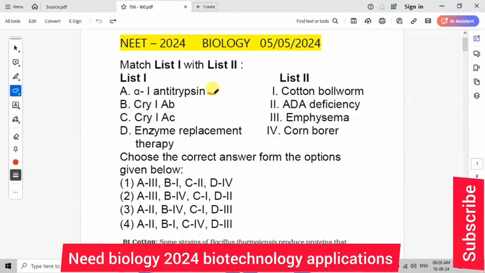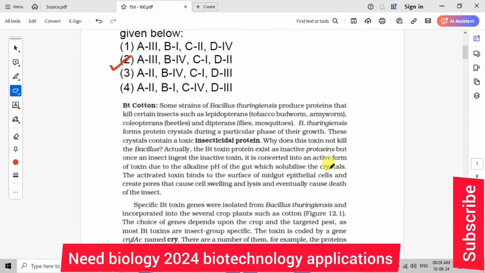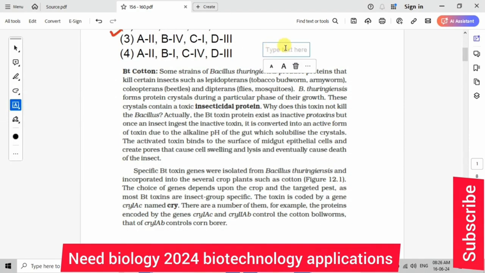Alpha 1 antitrypsin is 3, emphysema. Cry 1 Ab is 4, corn borer. Cry 1 Ac is 1, cotton bollworm. Enzyme replacement therapy is 2, ADA deficiency. So it is 3, 4, 1, 2. Option 2 is the answer. You can see the NCERT lines here from the chapter known as Biotechnology and its Applications.